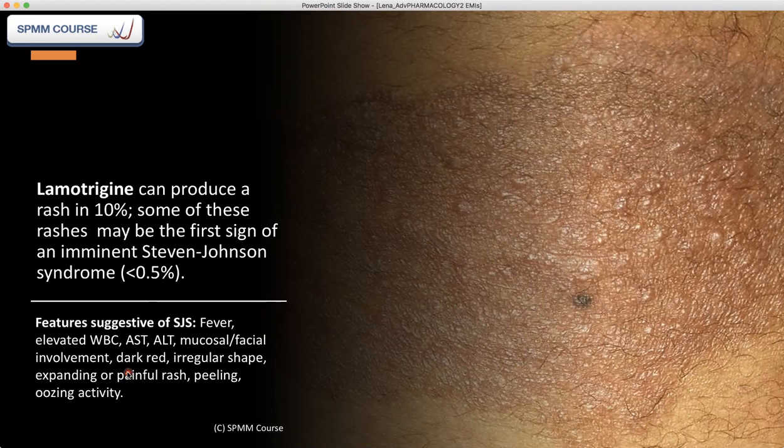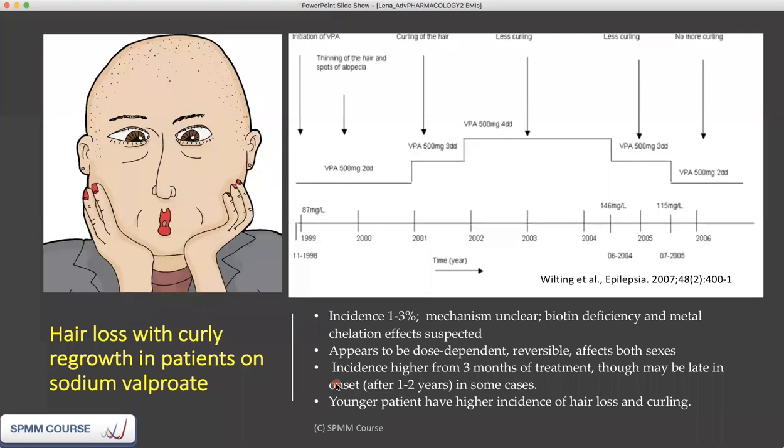patient who's taking lamotrigine. The features suggestive of Stevens-Johnson syndrome include systemic problems like fever, elevated white blood cells, elevated liver enzymes like AST and ALT, involvement of mucosa or the face with the rash appearing dark red or irregular in shape, expanding or being painful and oozing or peeling away, all indicating inflammatory activity. So these problems suggest that it's better to stop lamotrigine. Stevens-Johnson is a fatal problem.